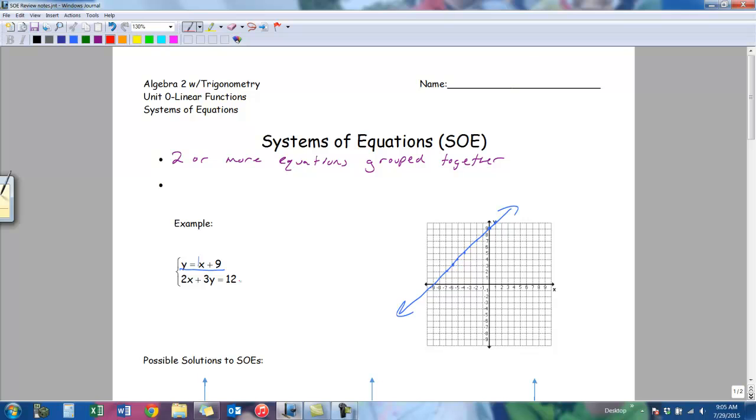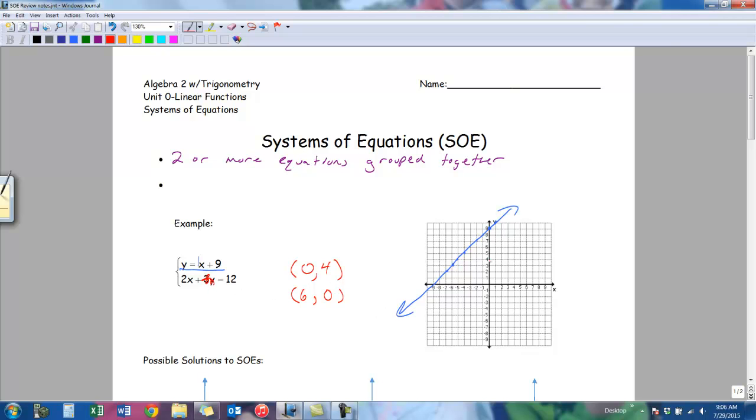Then this one, you have a couple of ways to do it. One way you could do is by finding the intercepts, where you do 0 something and then something 0. If you plug in 0 for x, you get 3y equal to 12, so y would be 4. And then in this one, if you do y is equal to 0, you get 2x equal to 12, that means x is 6.